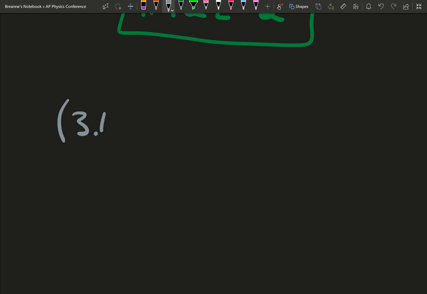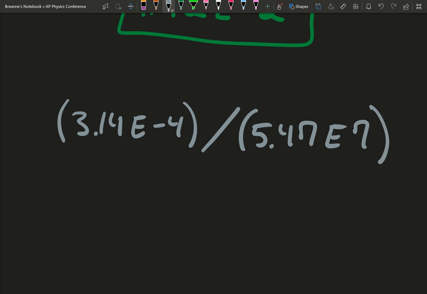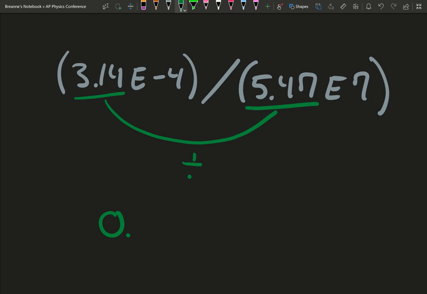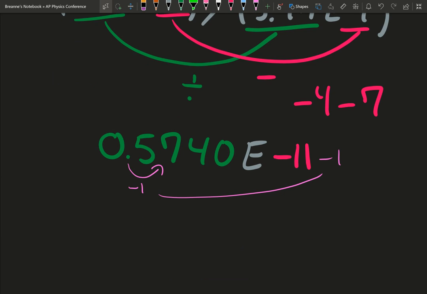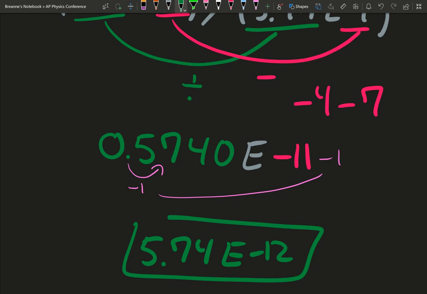We have a 3.14 E to the negative 4 divided by 5.47 E to the 7. These numbers, you'll just divide. You get that really long number, so I'm not going to write it all out again. I'm going to stop there. E, and then the exponents you'll end up subtracting, so you get a negative 4 minus 7, which ends up giving you a negative 11. Again, we'll need to move the decimal, so therefore we'll need to do a -1 to our exponent. And so we get 5.74 E to the negative 12 as our answer.